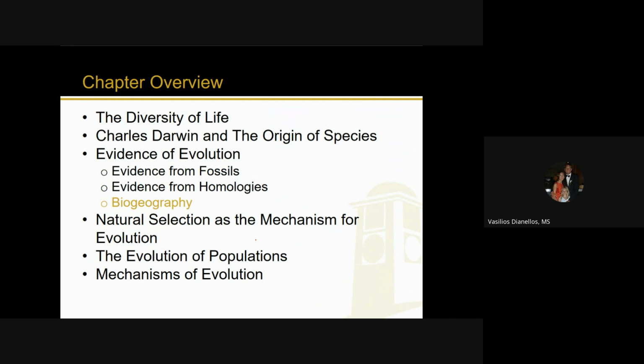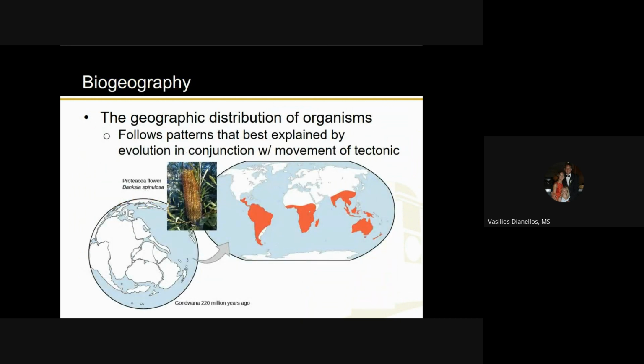All right, let's jump into biogeography. We've only got less than 8 minutes, so I need to move quickly here. The geographic distribution of organisms follows patterns that are best explained by the evolution in conjunction with the movement of tectonic plates.